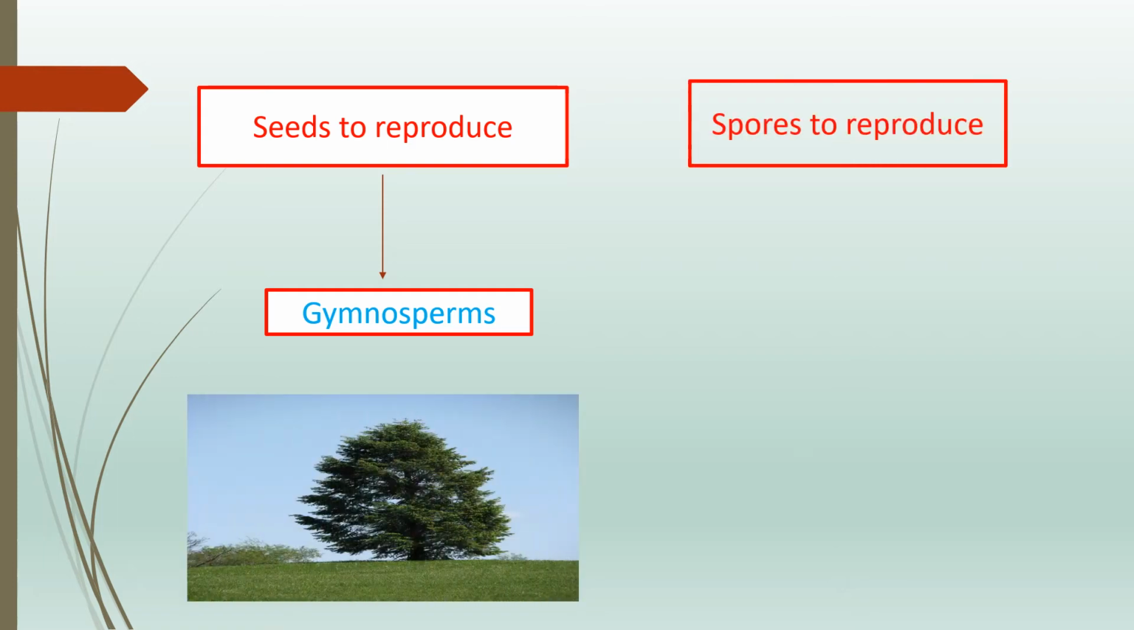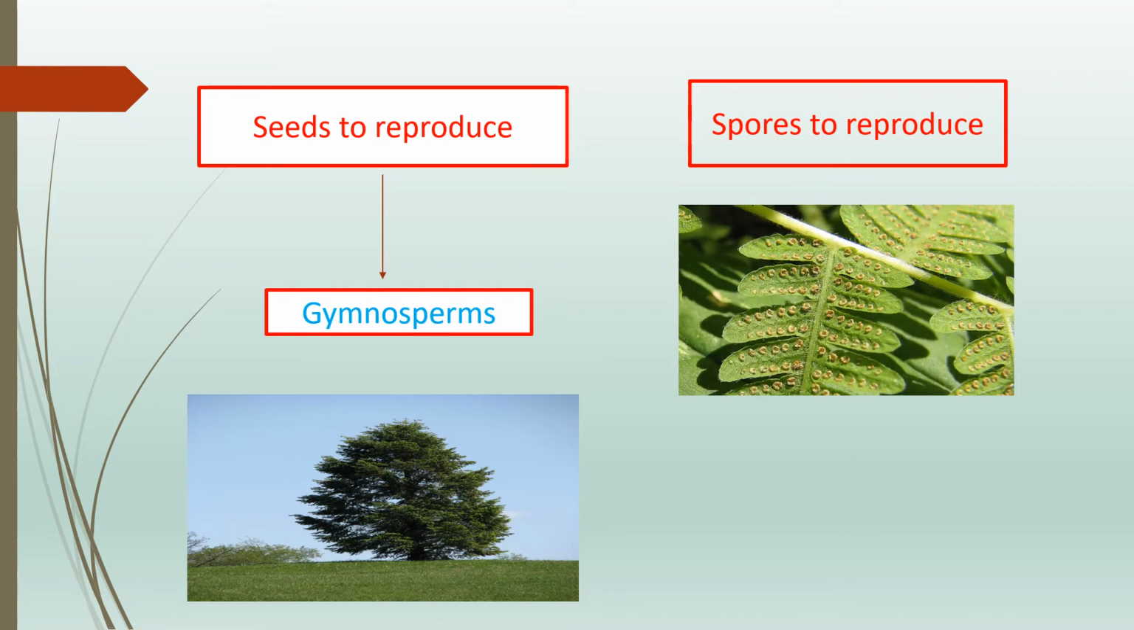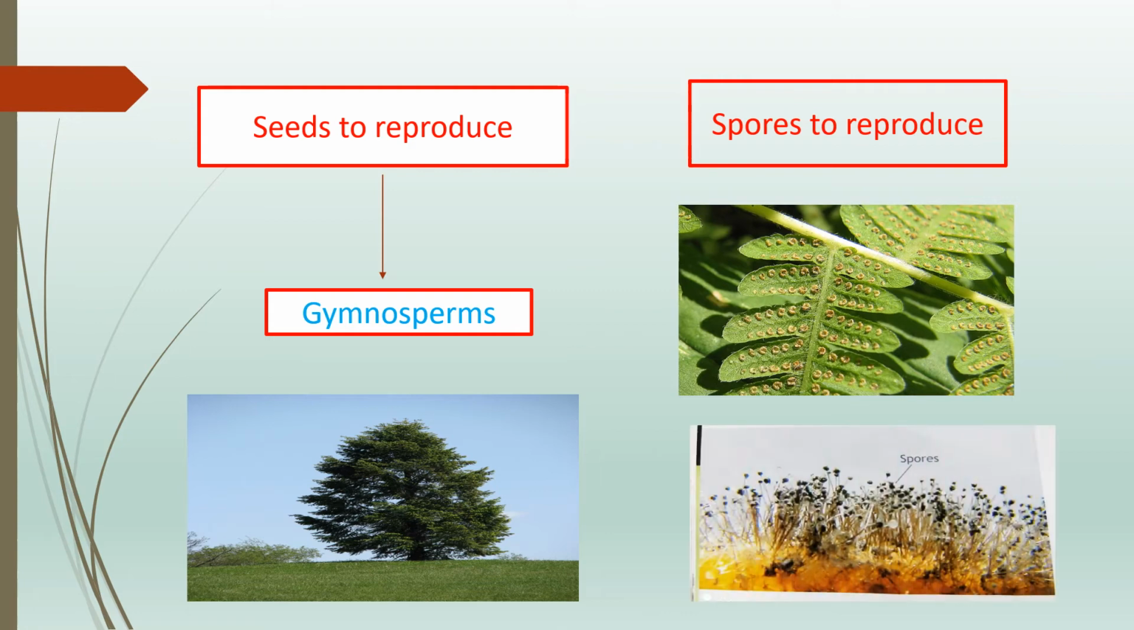Spore to reproduce. Spores are tiny organisms that only contain a few cells. Plants that make spores produce huge numbers of them because they are so small and light. They can be dispersed by wind to new locations and they can grow. So now let us discuss some examples of non-flowering plants and their characteristics and how they reproduce.